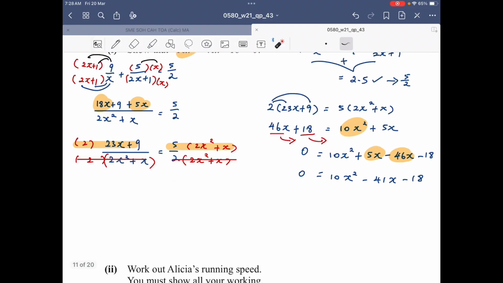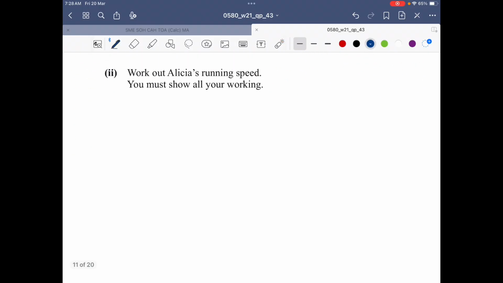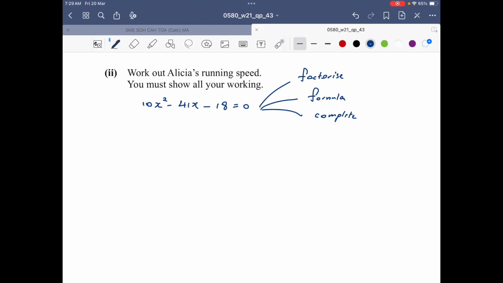10x squared minus 41x minus 18 equal to 0. Okay, how do we solve a quadratic equation? There are a few options, right? To solve a quadratic equation, you can factorize it. You can use a formula, the quadratic formula, or you can complete the square.